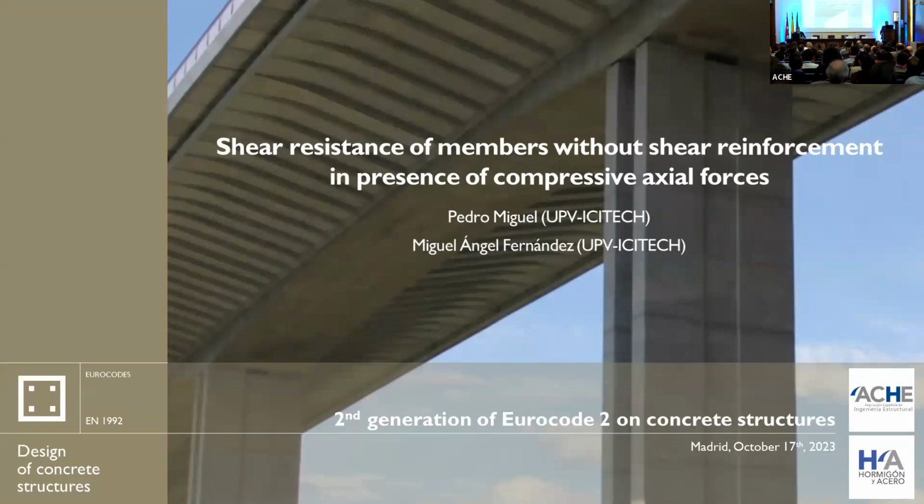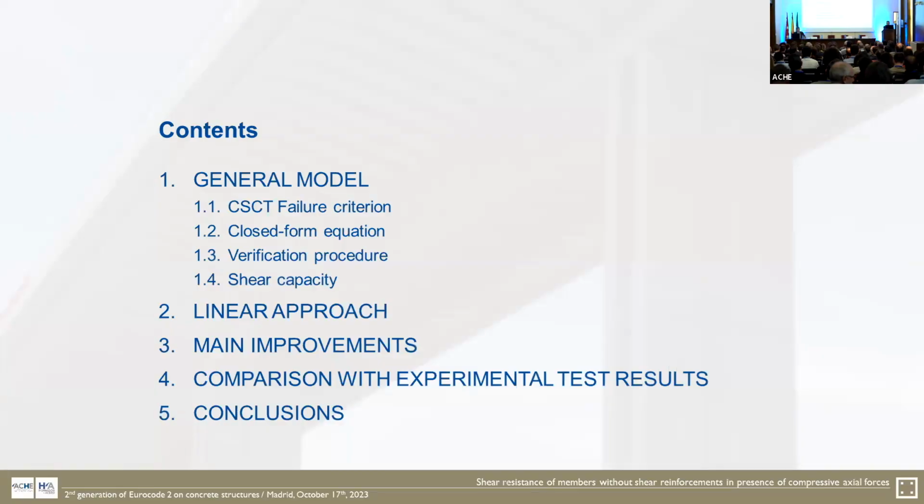This presentation aims to give an overview of how the second generation of Eurocode 2 accounts for the influence of axial forces on the shear resistance of members without shear reinforcement. First, I will talk about the general model to calculate the shear resistance in presence of compressive or tensile axial forces. Then I will explain the linear approach.